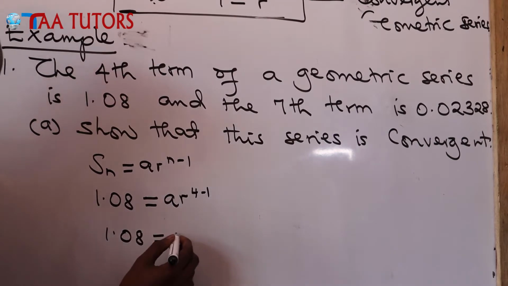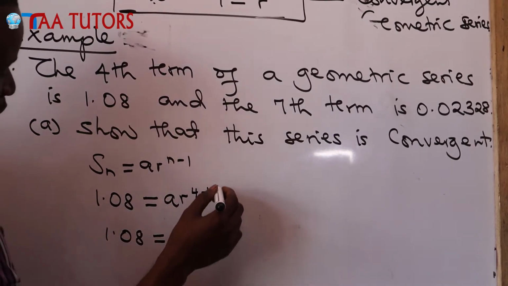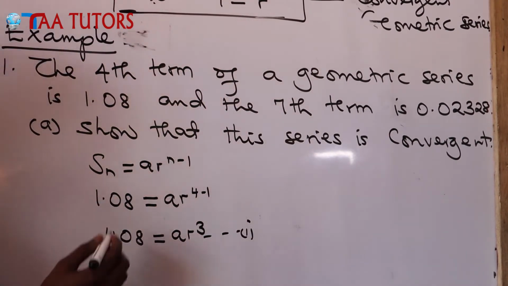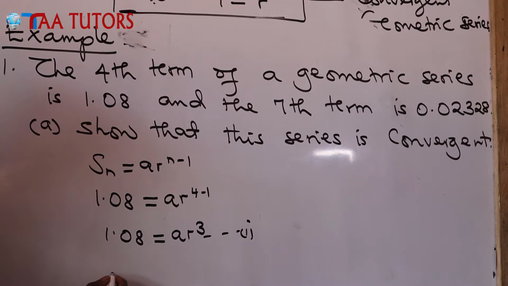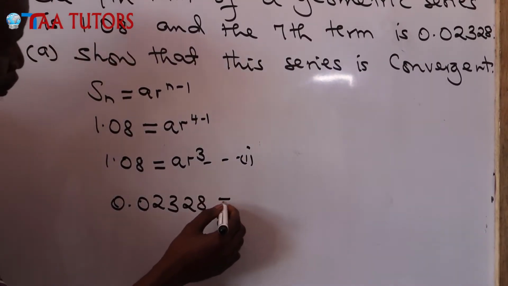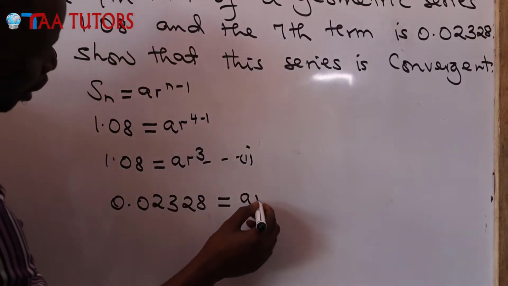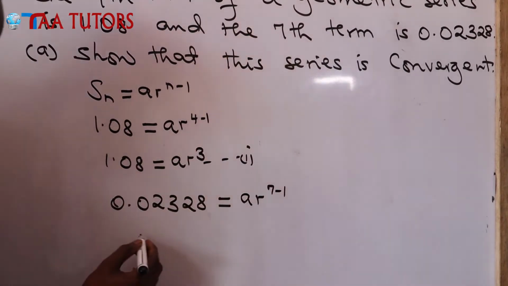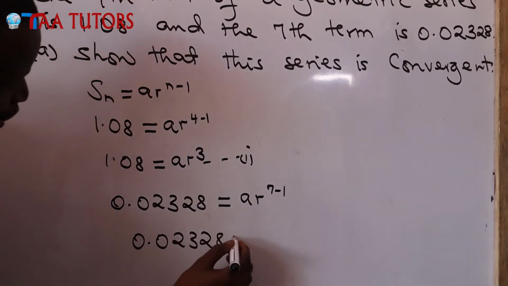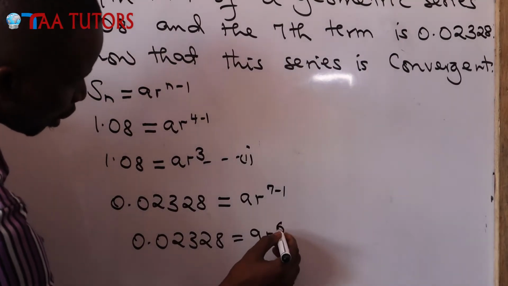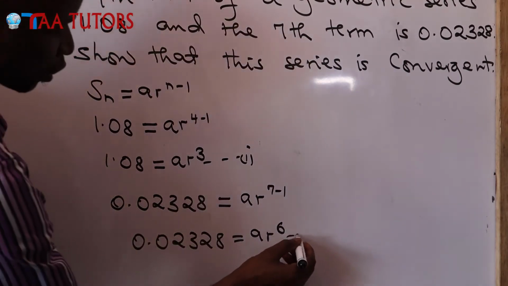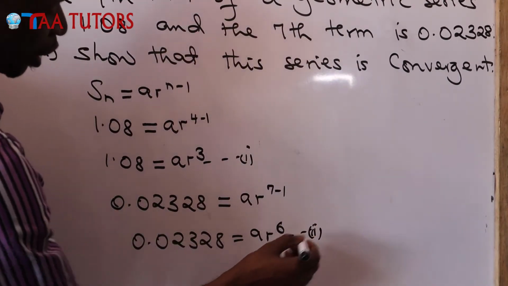So that will be 1.08 equals A r cubed. This is the fourth term. What about the seventh term? The seventh term is 0.02328, which equals A r to the power 7 minus 1. That will give us 0.02328 equals A r to the power 6. Now from these two equations, equation 2 and equation 1, we can do something.